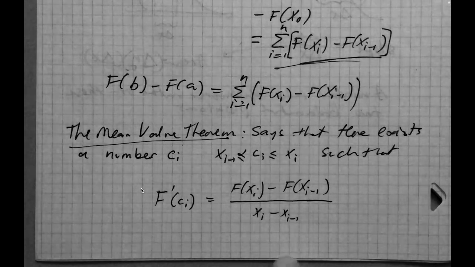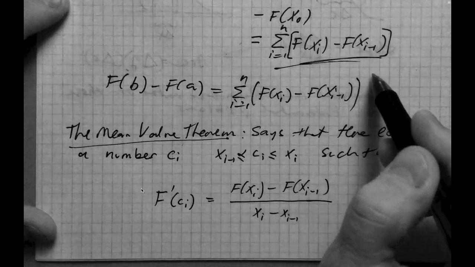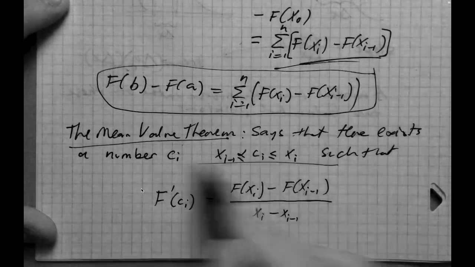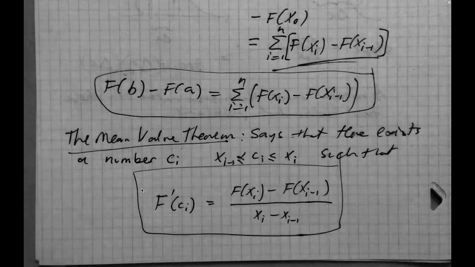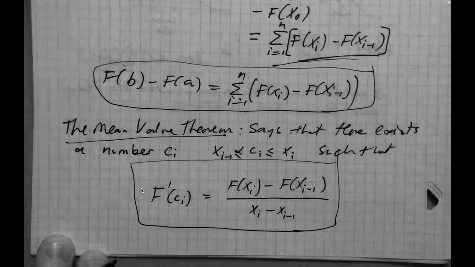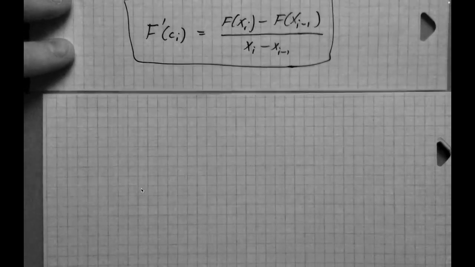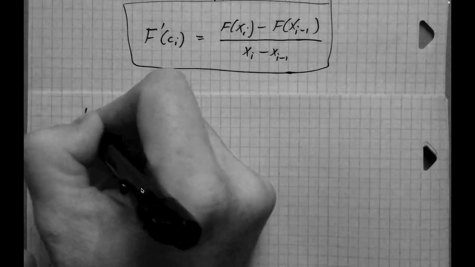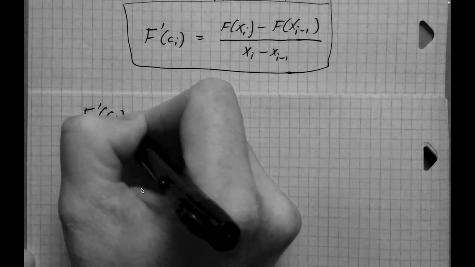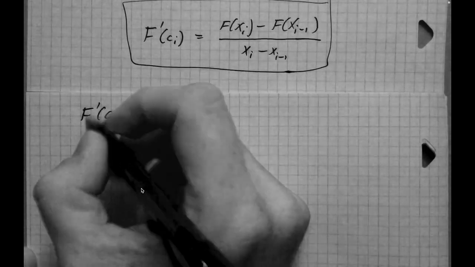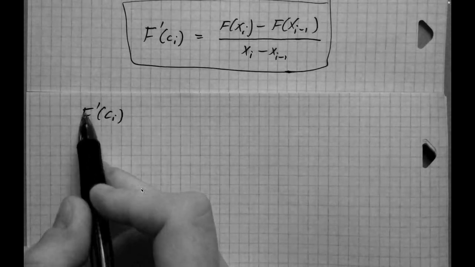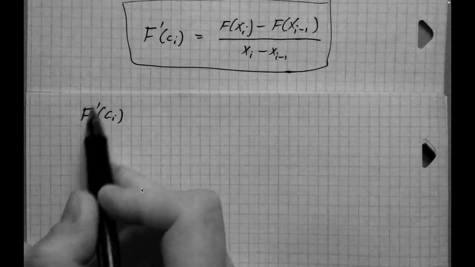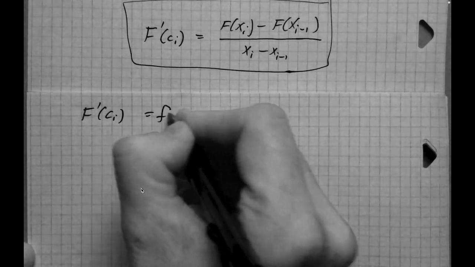Okay, so we've got this. Remember, we've got this equation here, and we've got this one here as well. So let's hop over to the next page. Something to notice here, a couple of little tidbits that are important. First of all, F prime of c i, what is that? Well, big F is an antiderivative of little f, so when I differentiate big F, I get little f, right?